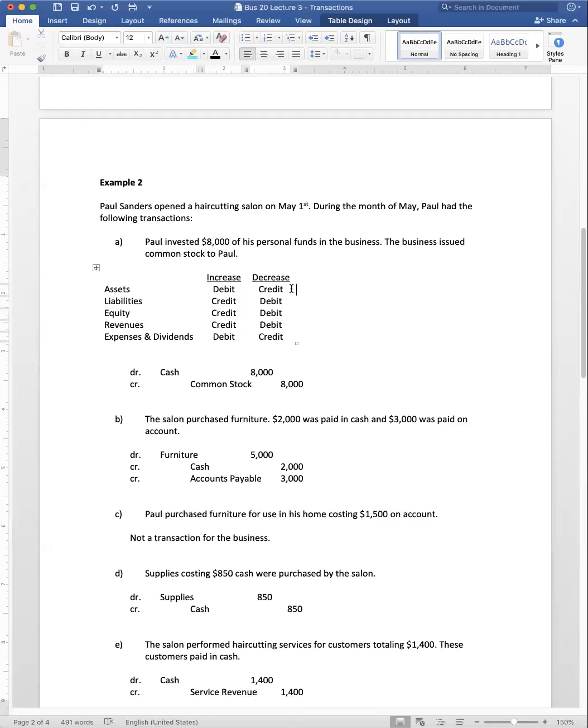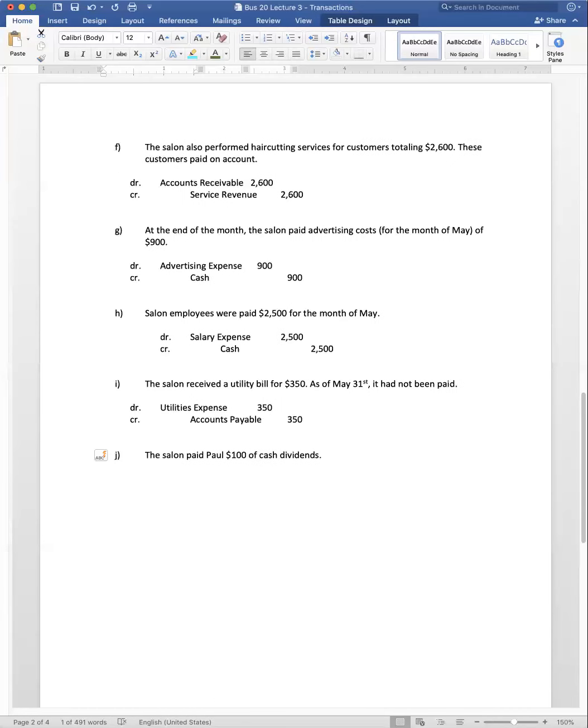Now, the other thing involved was dividends. That's what the salon is paying. And dividends, they're their own category, and they are increasing. The company had no dividends, and now they do. So that will be the debit. So we're going to have a debit to dividends and a credit or a decrease to cash. So let's write that down. A debit to dividends and a credit to cash. There we go.